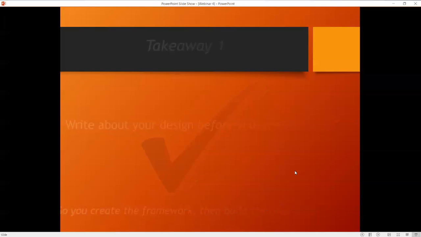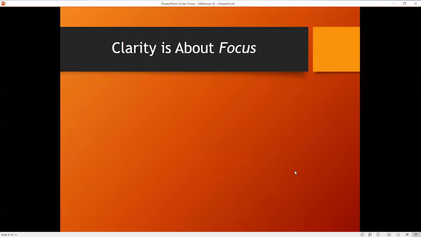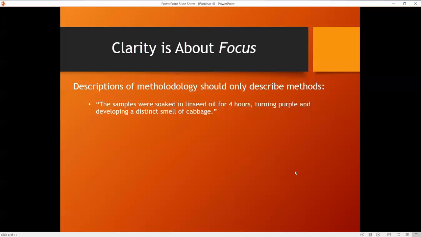The second point is about focus, ensuring focus all the time, ensuring relevance all the time. Description of methodology, as I said when I started, should only describe methods, or describe the community of methods that create your methodology. Let's consider this one. This is a great one because it's so descriptive. The samples were soaked in linseed oil for 4 hours, turning purple and developing a distinct smell of cabbage. You can almost get that smell just by reading that. But the problem is this is a methodology section.